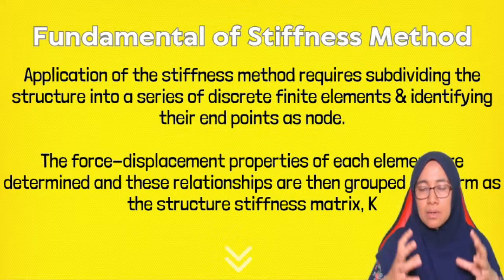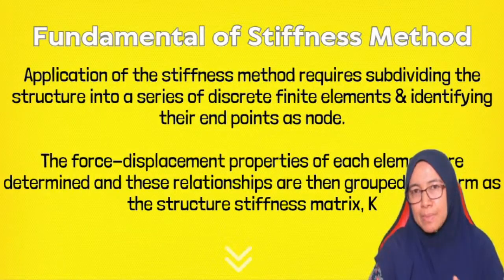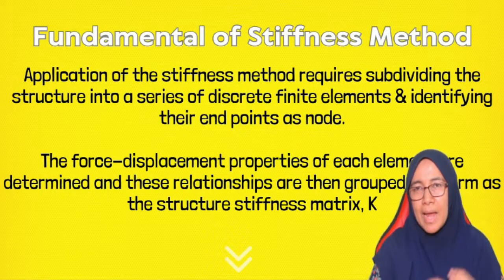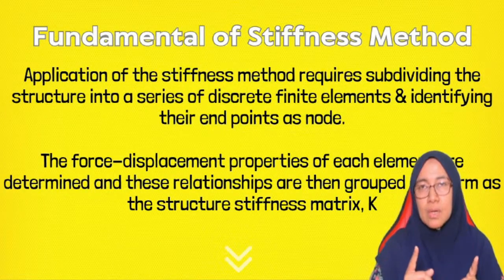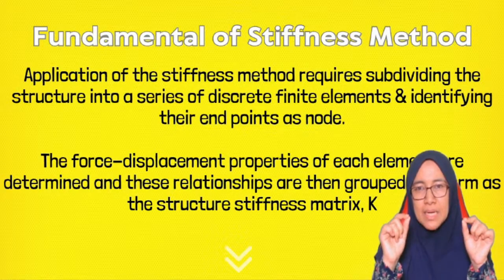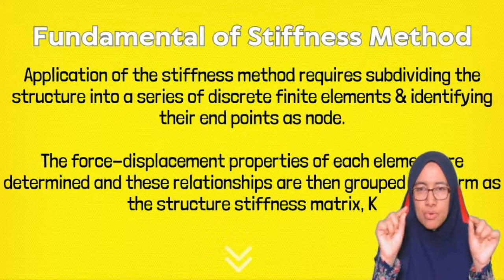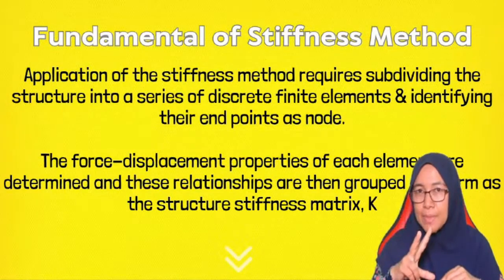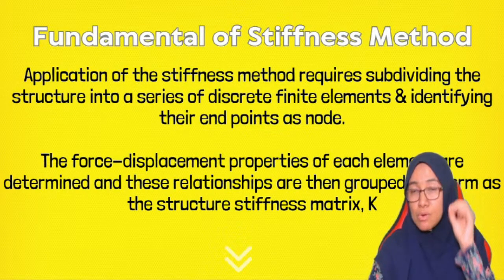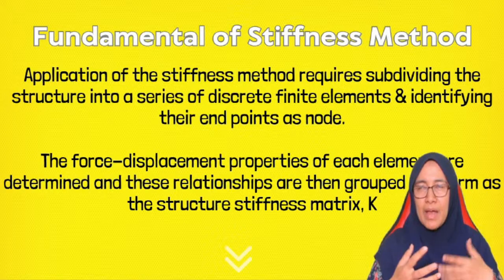The concept is that we have to divide the structure into a series of finite discrete elements, identifying their endpoints as nodes. So one element consists of two nodes. One node we cannot call an element. Combining two nodes, we have one element, and combining many elements, we have the structure. So it starts from one node, two nodes combine to become an element, and many elements combine to become a structure. So we have to look backward.